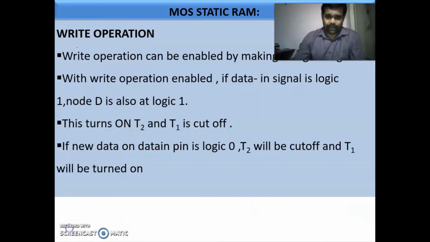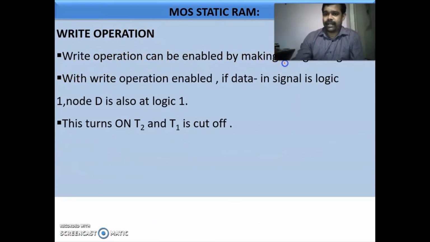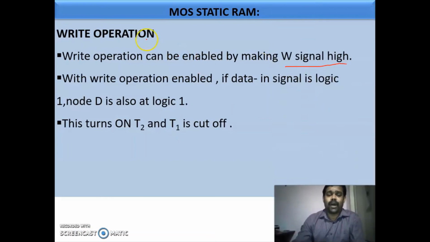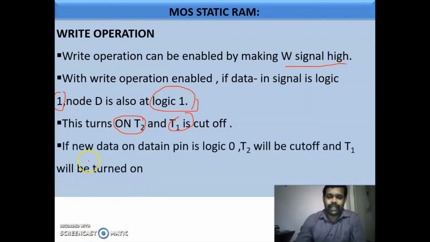Once again I am explaining the write operation. Write operation can be enabled by making the W signal high. When you are making this W signal high, write operation is enabled. With write operation enabled, if the data you are writing is logic 1, the node D is also at logic 1, and it makes T2 on and T1 off. If the new data you are writing is logic 0, then T2 will become off and T1 will become on.